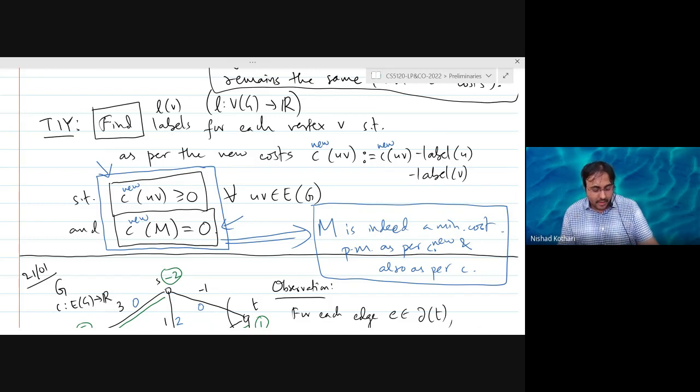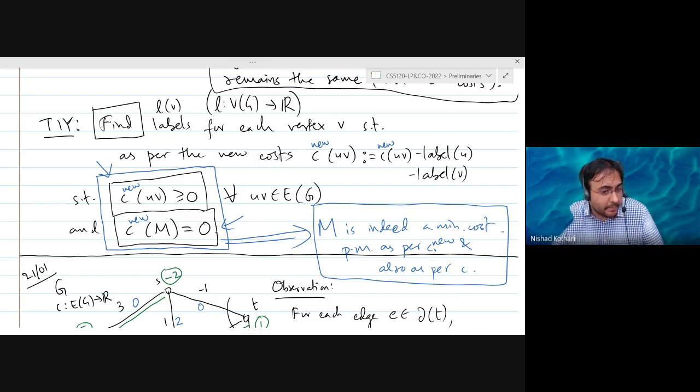Okay. So what's the point? The point is that if I am somehow able to magically create these labels, then that would be sufficient to convince anyone that this is a minimum cost perfect matching, right? So this could serve as a certificate. The problem is, do we know whether such labels always exist? Or is it just in this particular graph that we were able to come up with such labels?